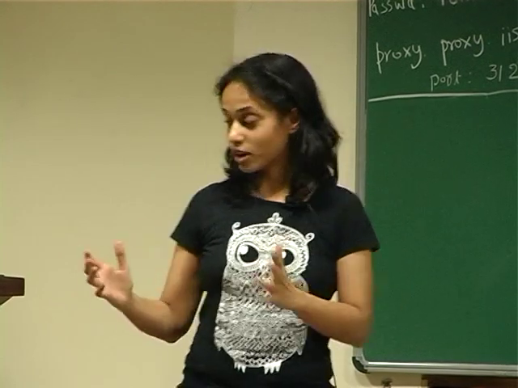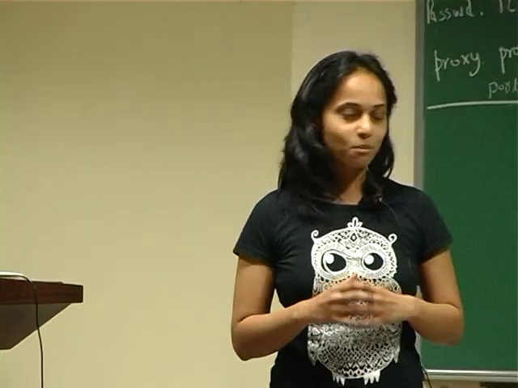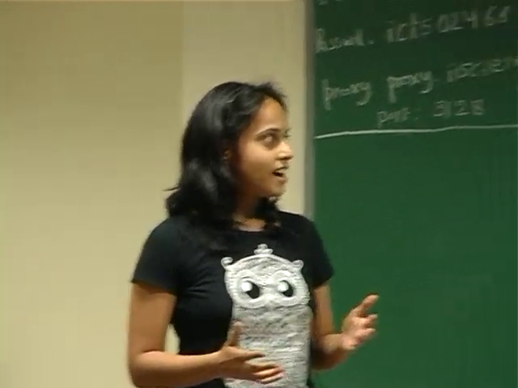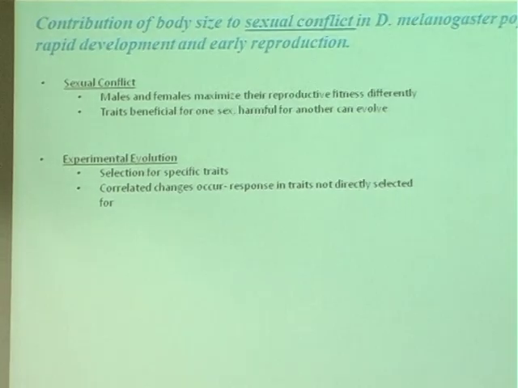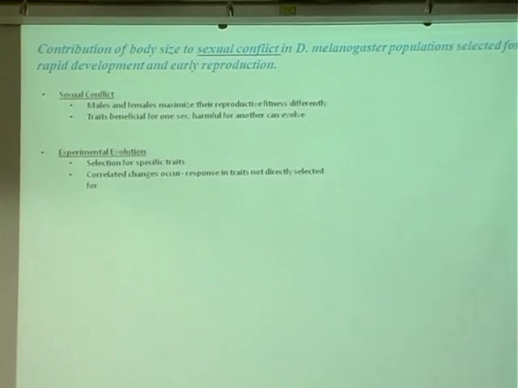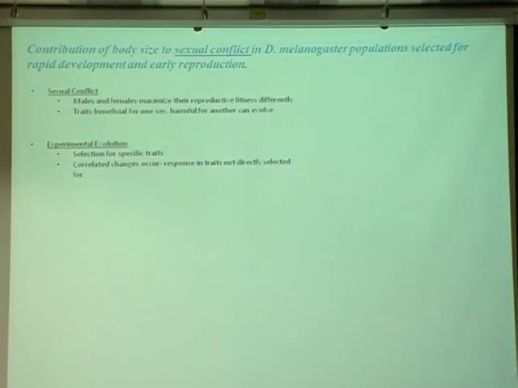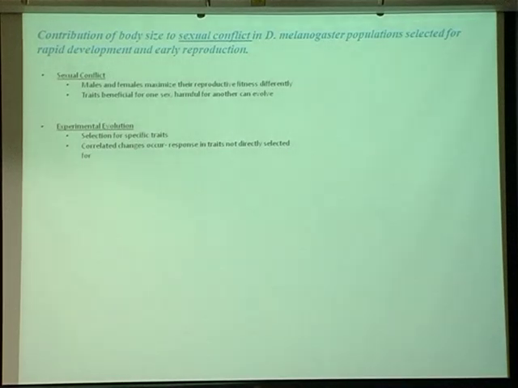And body size plays a big role in this. The second thing I want to introduce is the populations that I work on itself. We do lab selection experiments, which basically means that we select populations for very specific traits. The expectation is that although we select for specific traits, there will be correlated changes in the population, and responses will be seen in traits that are not directly selected for.